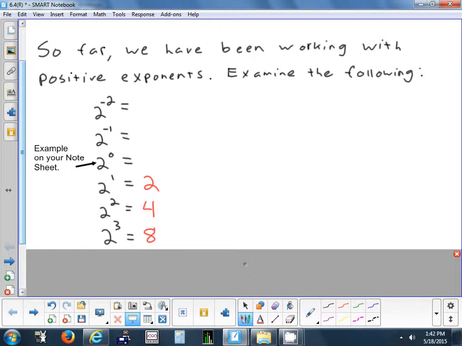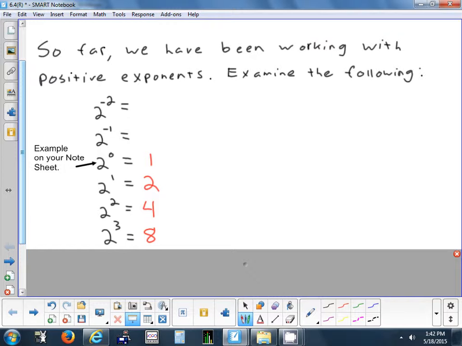Look at the pattern. How we got from 8 to 4. What do you do to 8 to make it 4? And what do you do the same thing from 4 to make it into a 2? Divide it by 2. 8 divided by 2 is 4. 4 divided by 2 is 2. What's 2 divided by 2? Let's do it one more time. 1. 2 divided by 2 is 1.